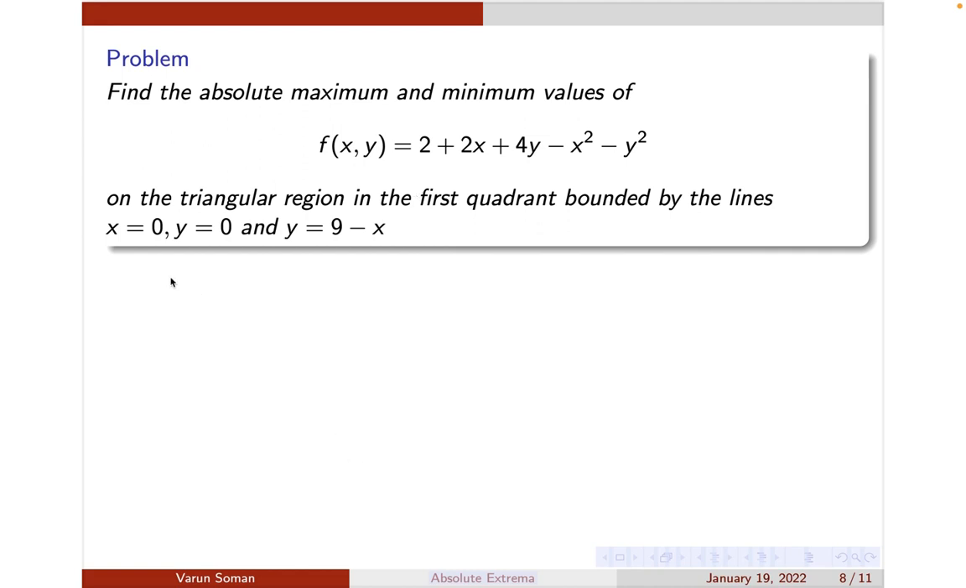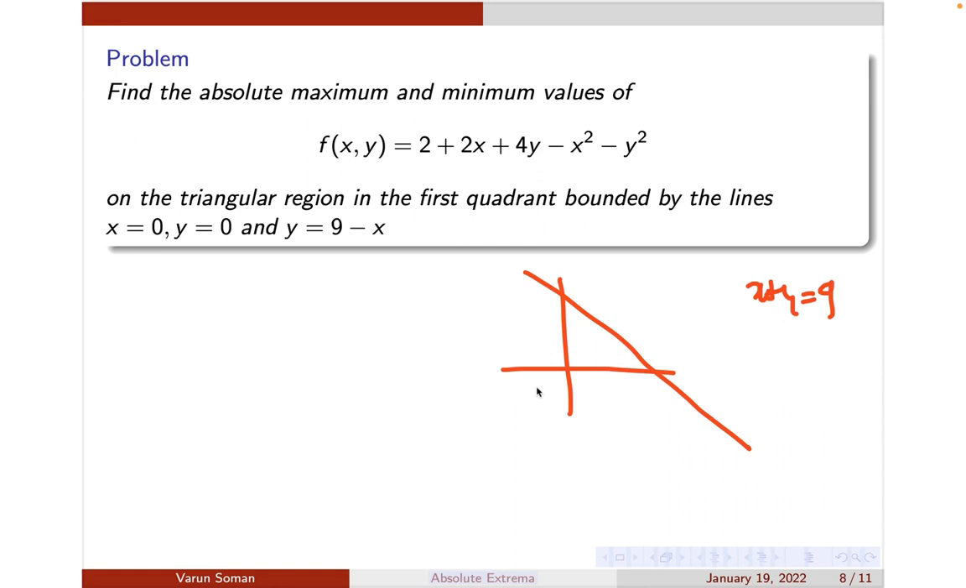So the equation is also given to you here. They have told you that it's a triangular region bounded by these lines. If you want, you can draw it. So what is it? x equals 0 is this line, y equals 0 is this line, and y equals 9 minus x is, that means, when x is 0, y is 9. So basically it will be a region like this. This is the region R.